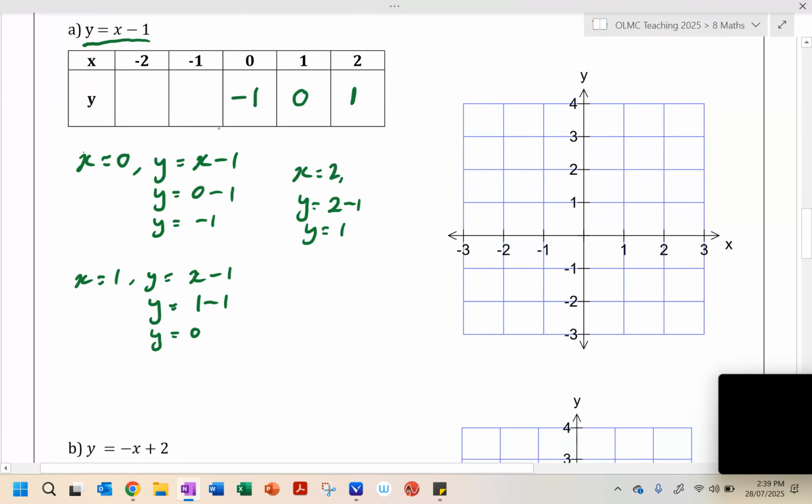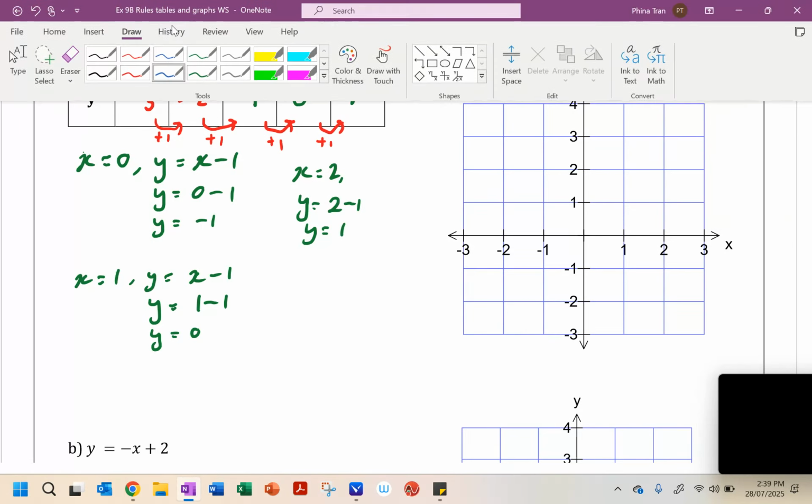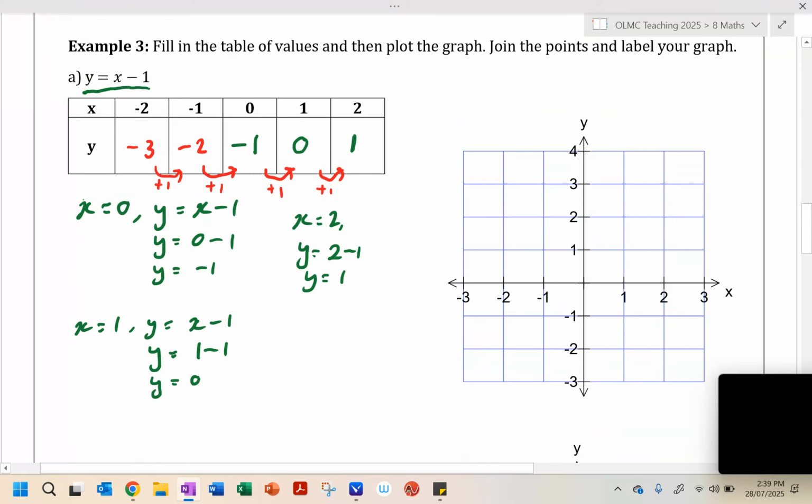If we go left to right, this is adding 1 this way. So to work out the other ones, we're going to have to subtract 1. So this one's going to be negative 2. This one's going to be negative 3. So to match our pattern of adding 1 this way. Hopefully this works out, but then we can plot our points. I'll just write the coordinates out since these are our notes. So we've got -2, -3 for that first one. Then -1, -2. Then 0, -1, 1, 0, and 2, 1.